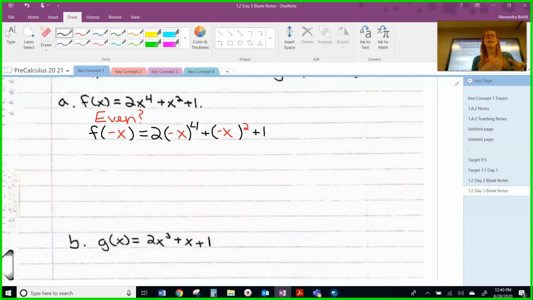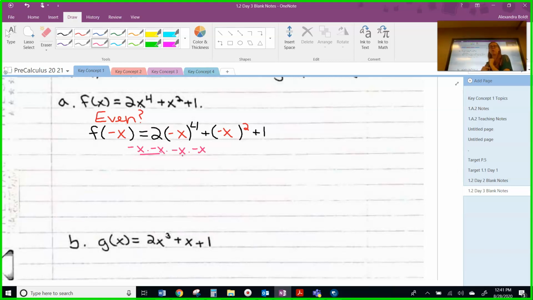So now I need to know what negative x to the fourth is. Well, negative x to the fourth is negative x times negative x times negative x times negative x, right? And negative x times negative x is positive x squared. A positive times a negative is then negative x cubed.